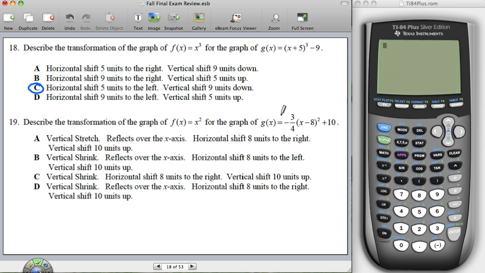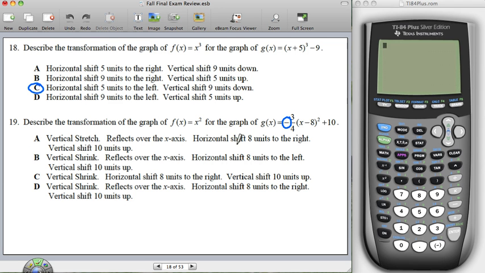For 19, the negative means you are reflecting over the x-axis. So reflecting over the x-axis, I think all of these, well, we can eliminate C because that's not reflecting at all. This is moving 8 units to the left and 10 units up. This one says 8 units to the right, so we can eliminate that. This one also says 8 units to the right. So our answer for 19 has to be, oh, that is 8 units to the right, just kidding.